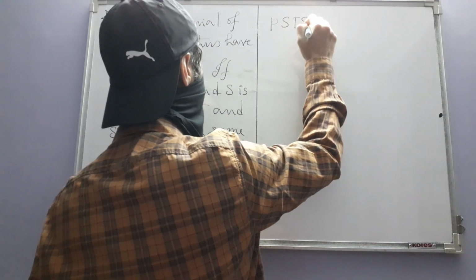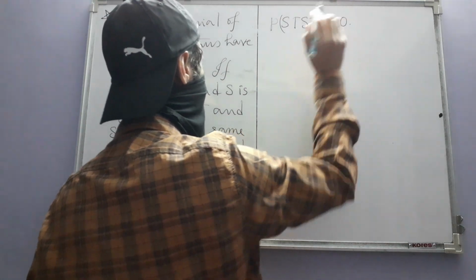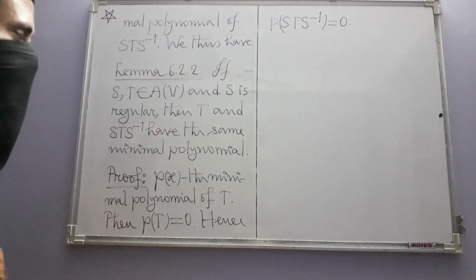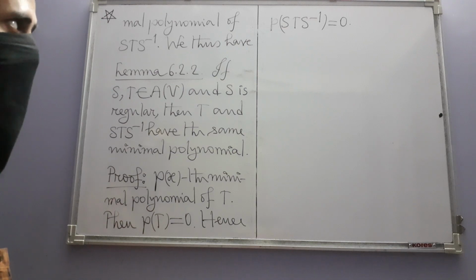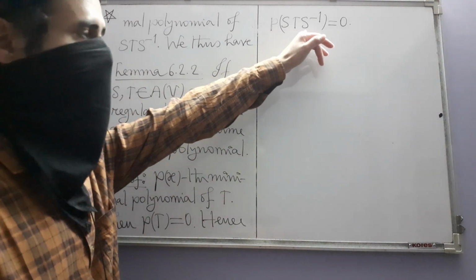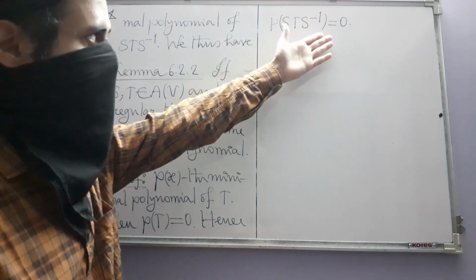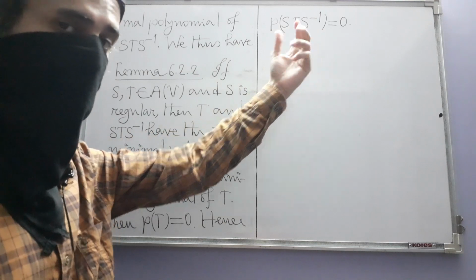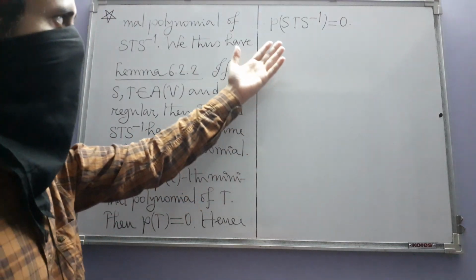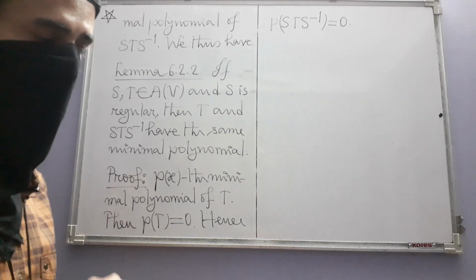P of STS inverse is also equal to 0. Okay, now fine. If you evaluate this polynomial at STS inverse, you are getting 0. But is it a polynomial of lowest possible degree for which this is happening? That we don't know yet.